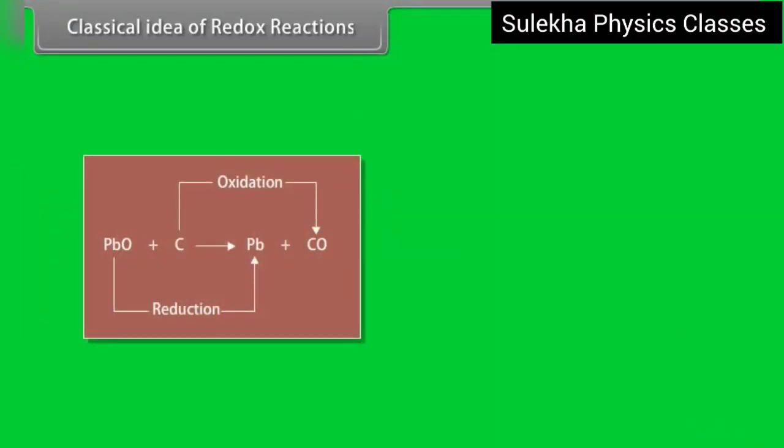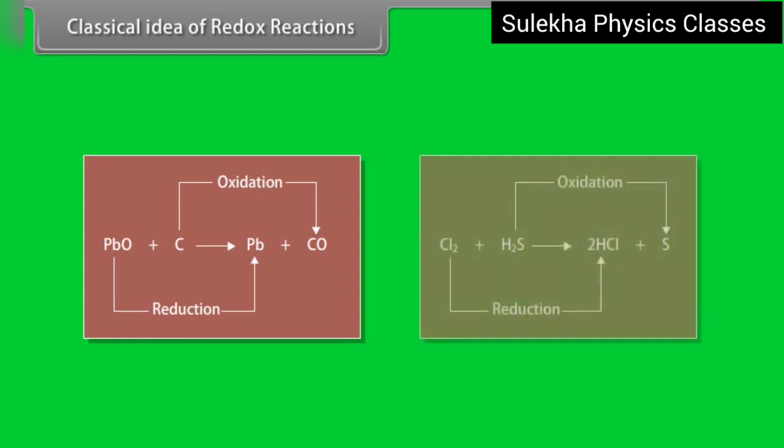Reaction of PbO and carbon. Here, oxygen is being removed from lead oxide and is being added to carbon. Thus, PbO is reduced while C is oxidized. Reaction of H2S and Cl2. Here, hydrogen is being removed from hydrogen sulfide and is being added to chlorine. Thus, H2S is oxidized and Cl2 is reduced.